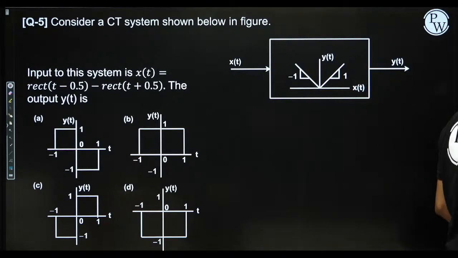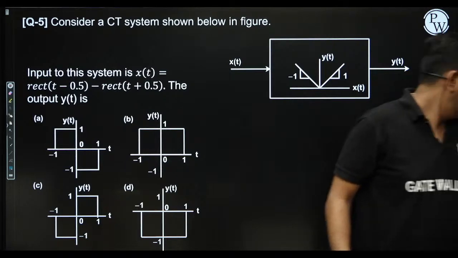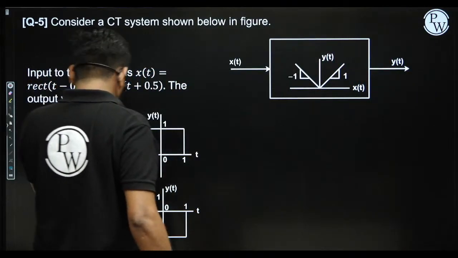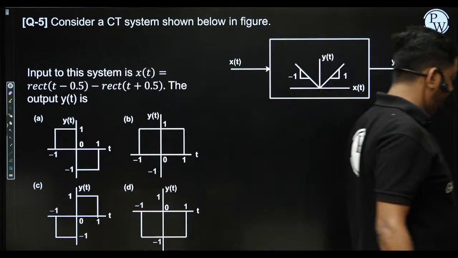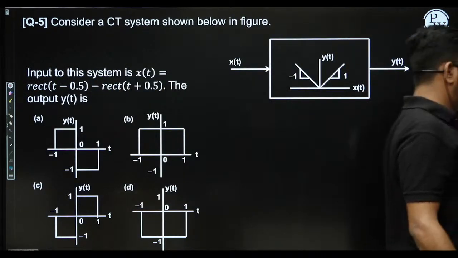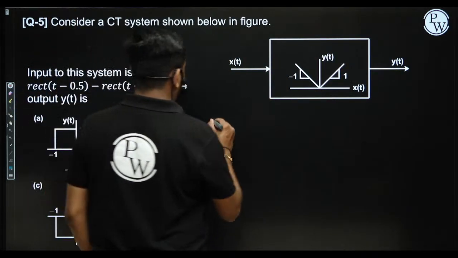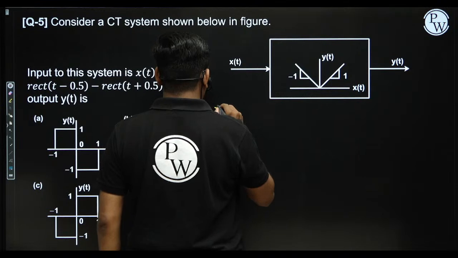Sinchan is saying option C. Option C is the right answer. Okay, any other answer? What about Nikhil? Nikhil is saying B. Now let us see who got the right answer, Sinchan or Nikhil, or both got the correct answer or wrong answer.